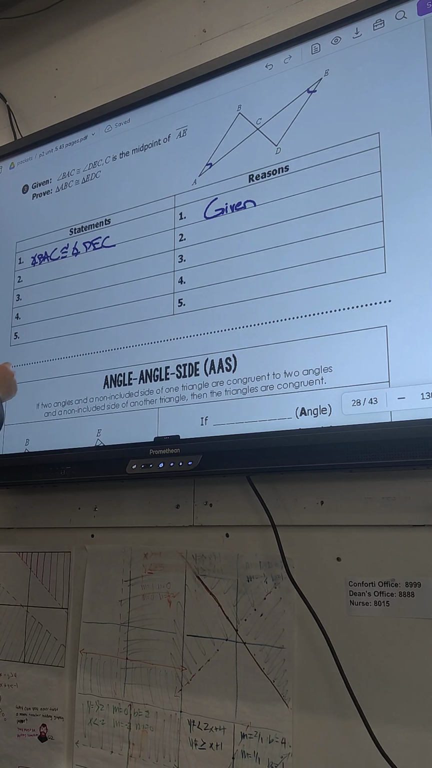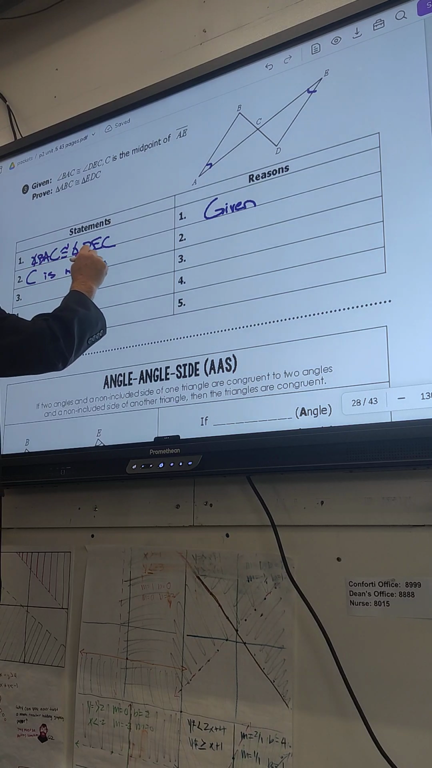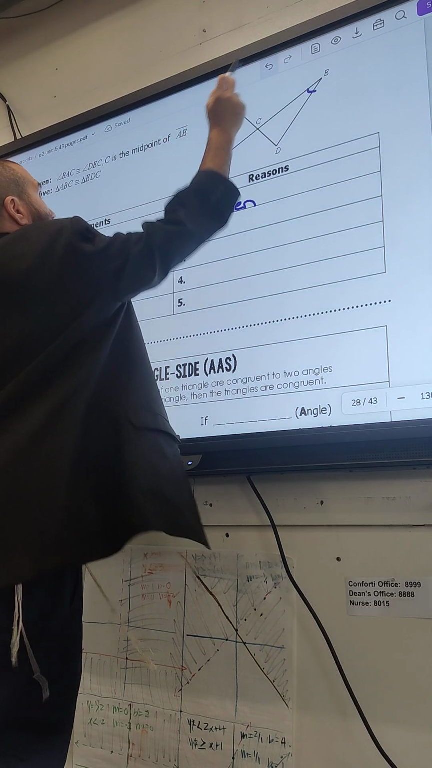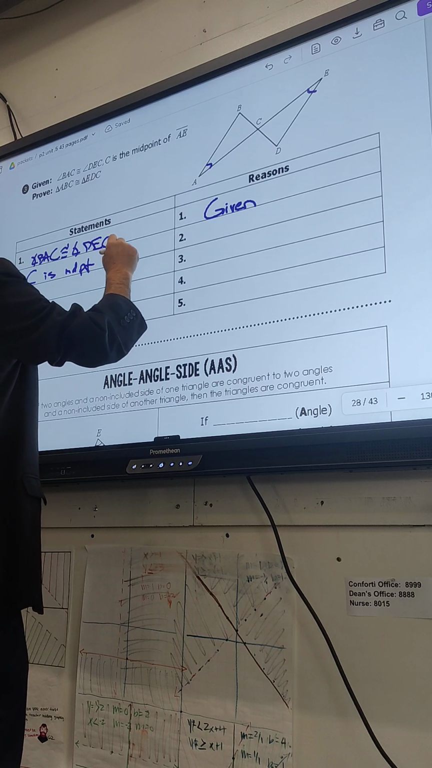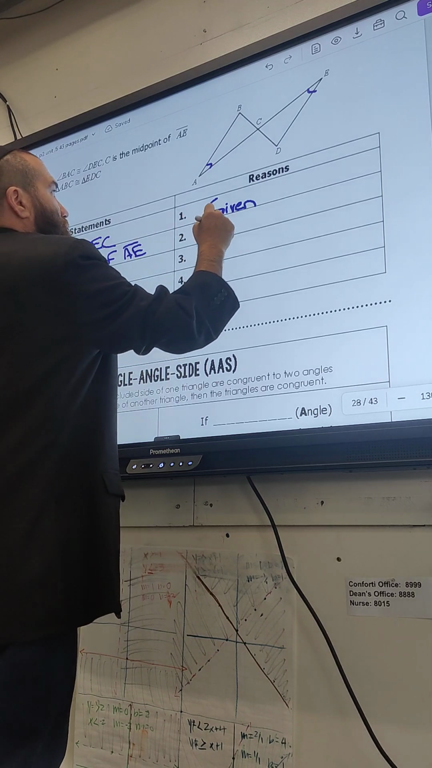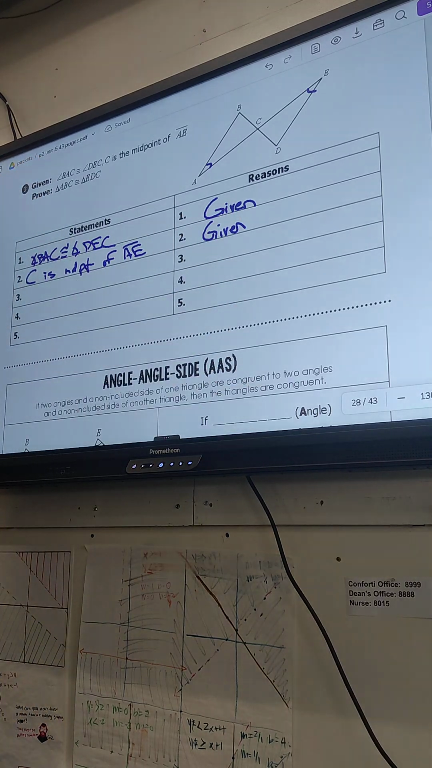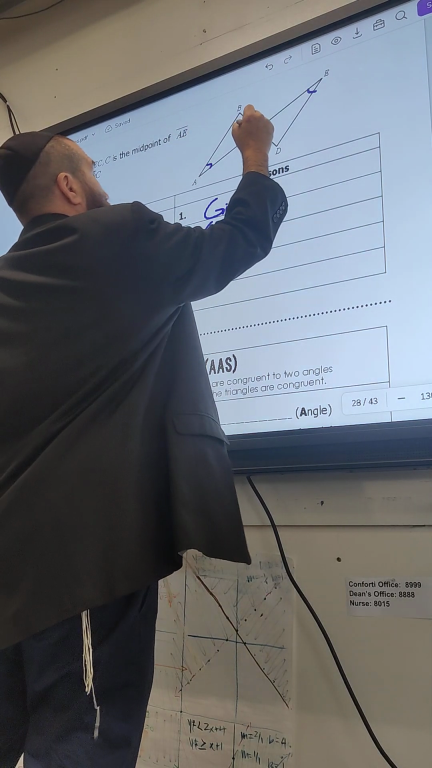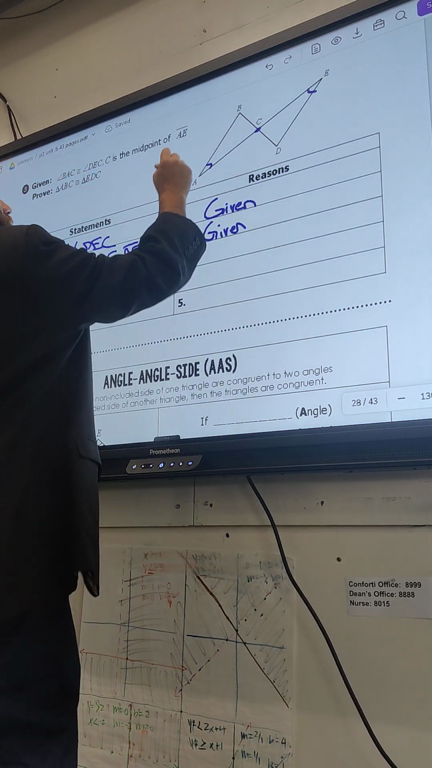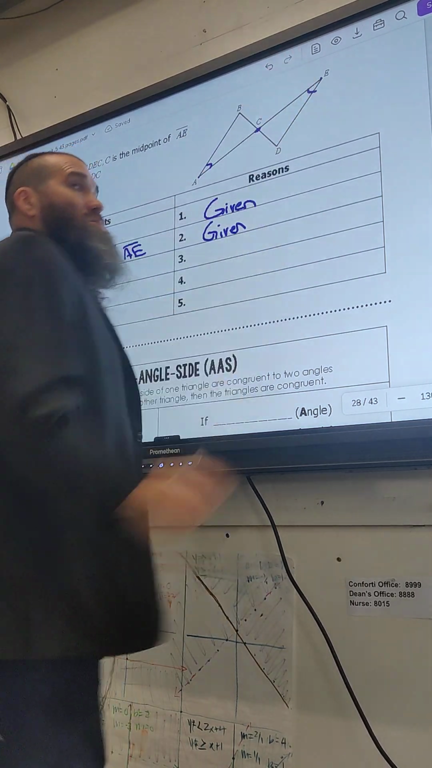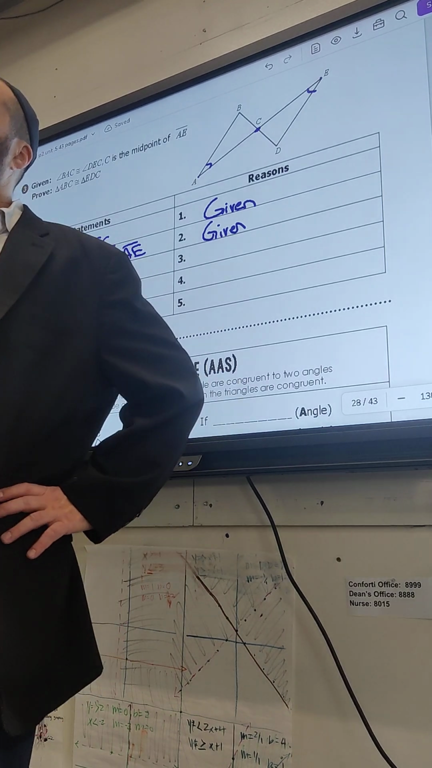The next one we're going to have to work with a little bit. So then we got C is the midpoint of AE, also given. But let's see what that looks like. Well, actually, all it tells us is the midpoint of AE, of this one right here. So anybody remember what it means when it says it's the midpoint? What does that give us?